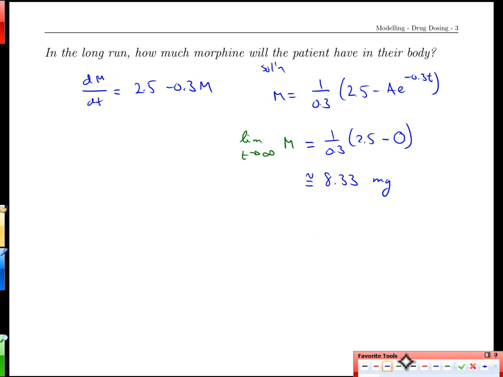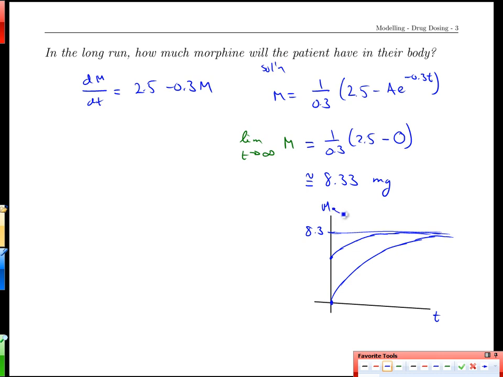So in the long run, regardless of the patient's initial value, and here we didn't even specify what the initial value was, if we talked about the morphine level against time, 8.3 milligrams is where we would end up. If we started at nothing, then in the long run we'd end up at 8.3. If we started halfway up, we'd end up converging towards 8.3. And on a higher dosing regimen, we would have an exponential decay towards 8.3 again, because we'd have too high a level in the body and the metabolism would be too effective.